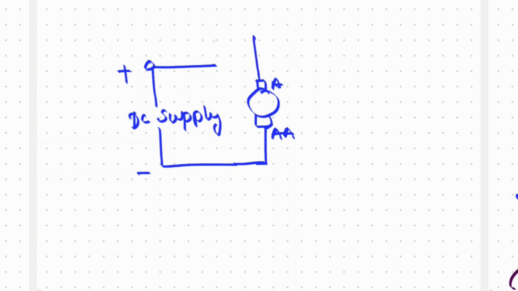Here we introduce a starter. Basically, it introduces some resistance at the time of starting. By using this knob, we can vary the resistance. This is the starter, this is the supply. So this is the simple diagram. By introducing that starter, we are inserting some resistance in series with the armature to limit the armature current.